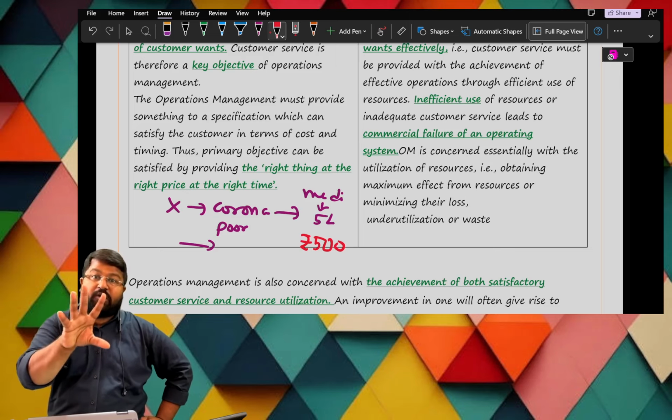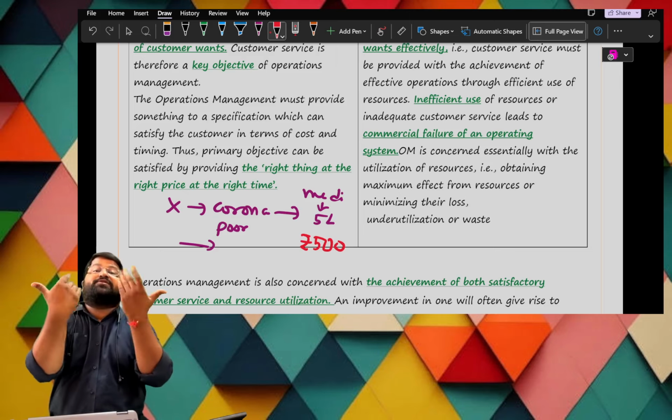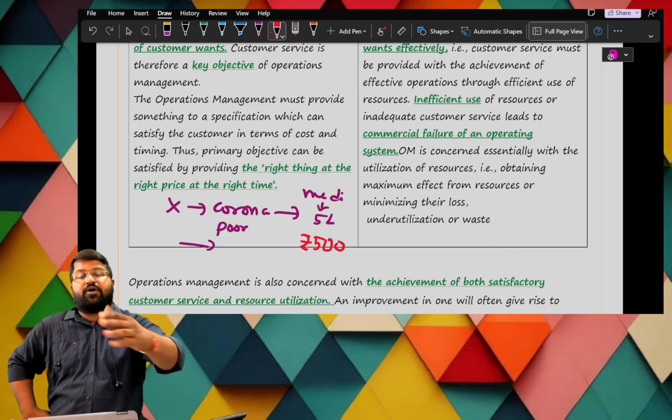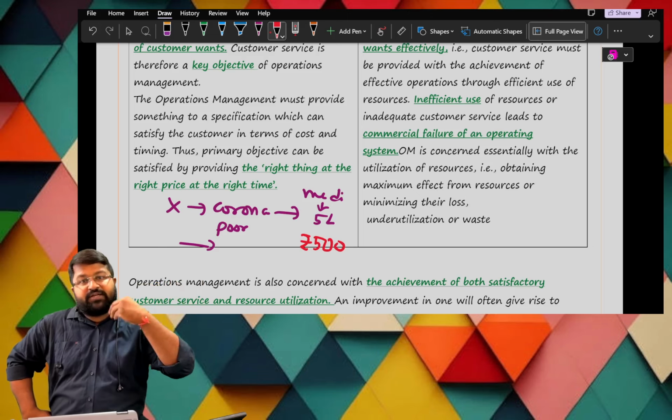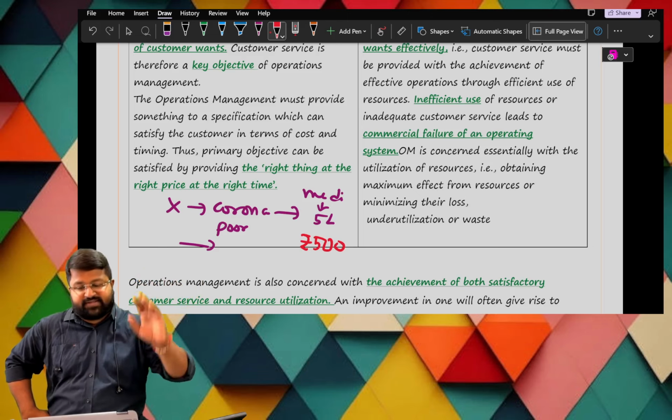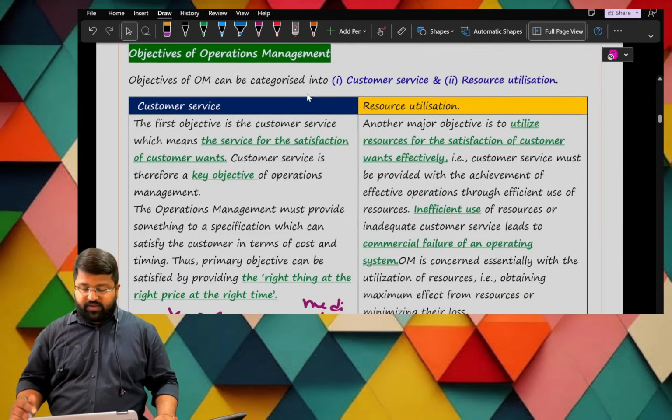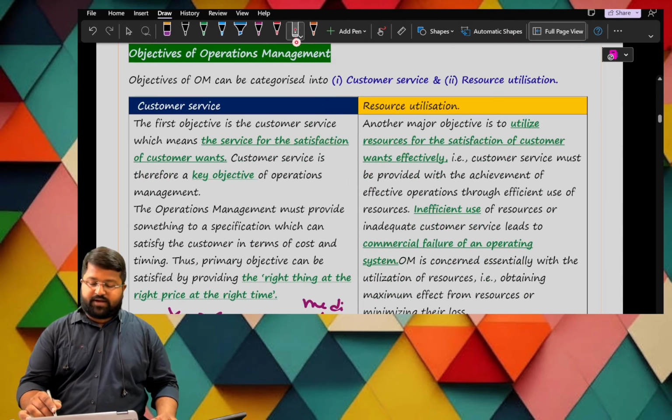These things, if I'm following, I am giving the best service to the customer. Then the customer service objective is met. So when the objective is met, our company will have a good success. Okay, this is the first objective. So now let us see the second objective. What is the second objective?